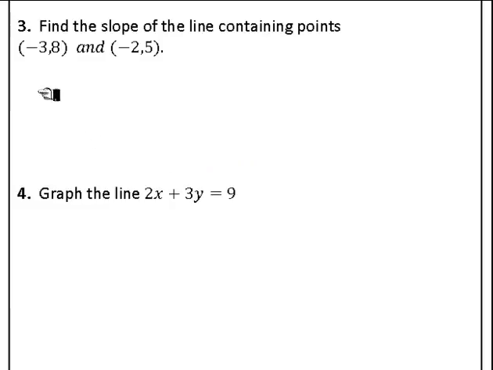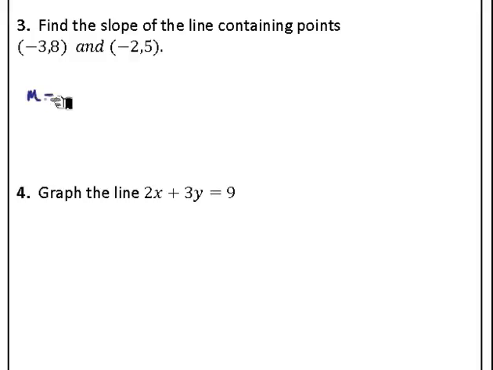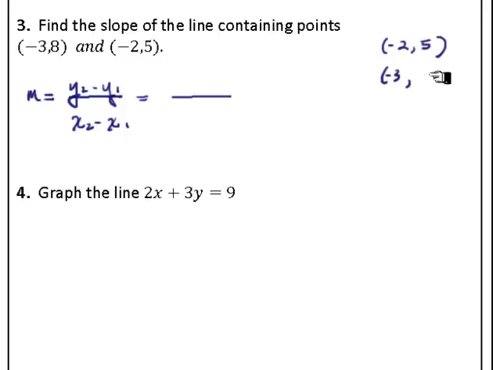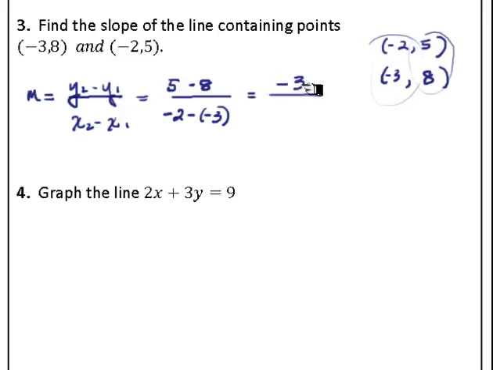And number 3, we're finding a slope. Let's write down the slope formula. In the numerator, we subtract y coordinates, and in the denominator, x coordinates. Okay, let's line up our points. Here are the y coordinates, 5 minus 8, and the x coordinates, minus 2 subtract minus 3. So we have negative 3 in the numerator, and in the denominator we have minus 2 plus 3, which is 1. So we get a slope of minus 3.